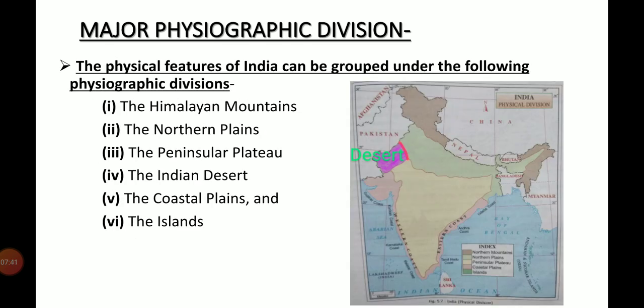Now, the physical divisions of India. There are 6 physical divisions in India. Number 1 is the Himalayan mountains. Number 2, the northern plains. Number 3, the peninsular plateau. Number 4, the desert. Number 5, the coastal plain, and the last one, the islands.